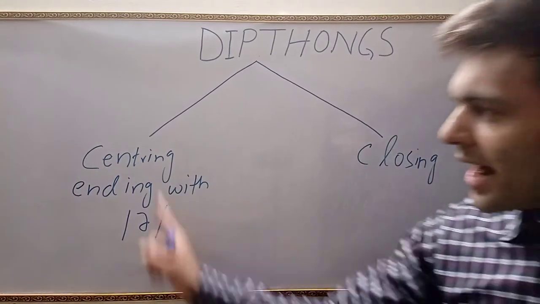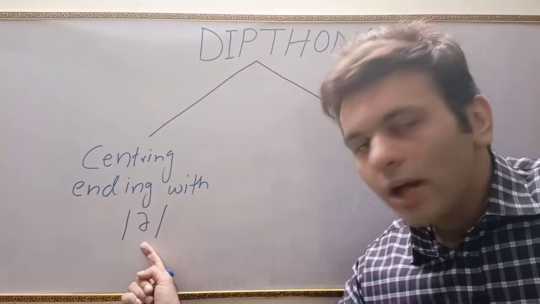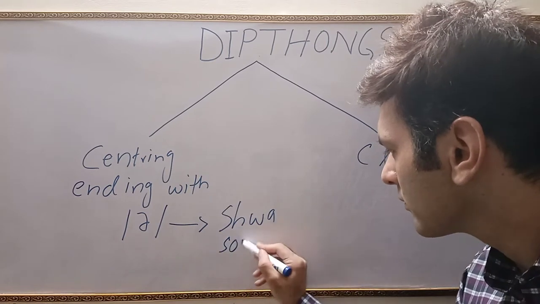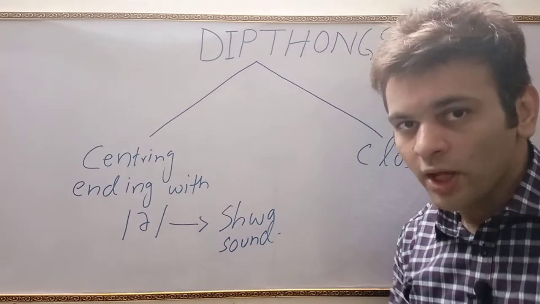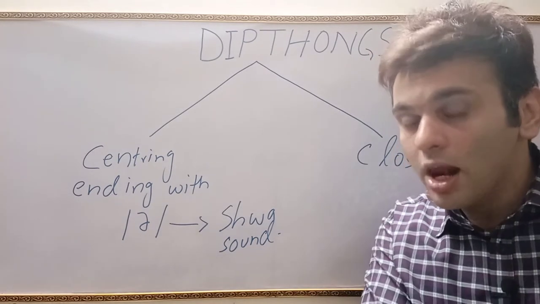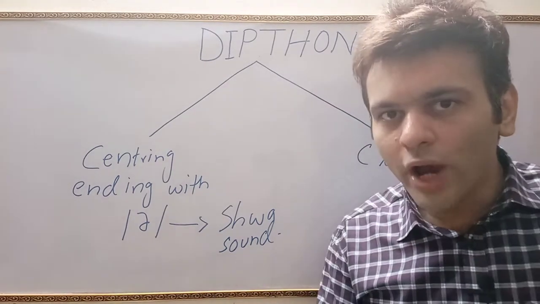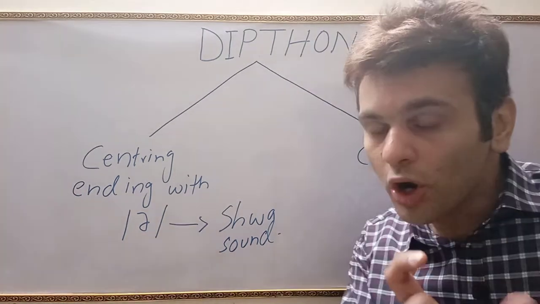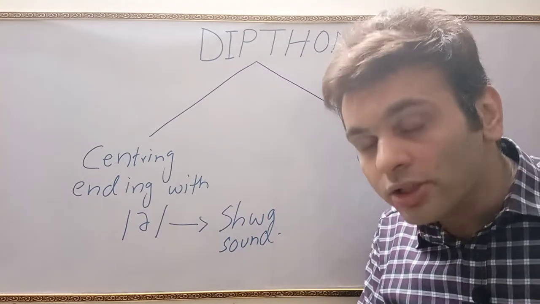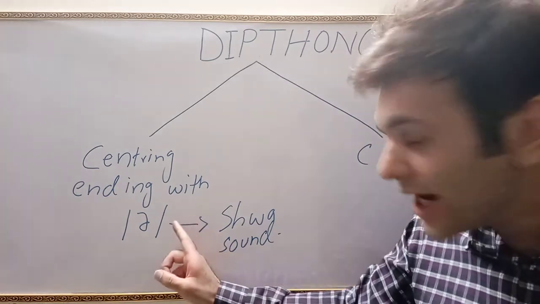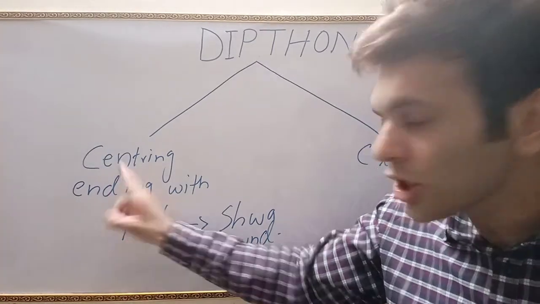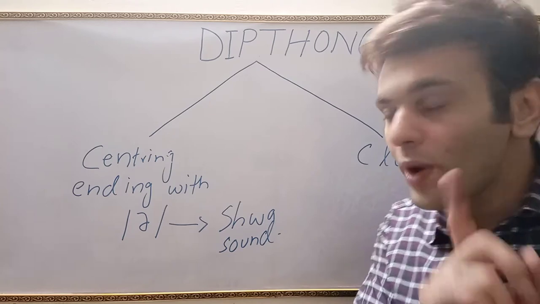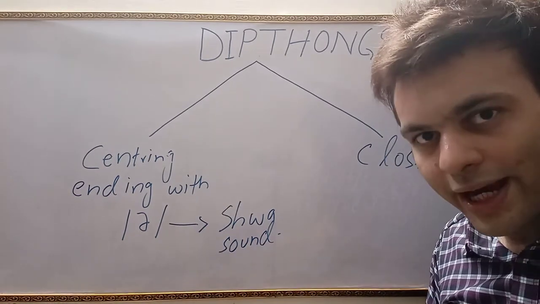Just look over here. In centering, I have written ending with schwa sound. If you reflect back on my last lecture, I was trying to distinguish between a short vowel and a long vowel. This one was a short vowel. So there are certain diphthongs that end with schwa sound, and these sounds which end with schwa belong to the classification of centering diphthongs. Centering diphthongs always end with a short vowel, and that is the schwa sound.